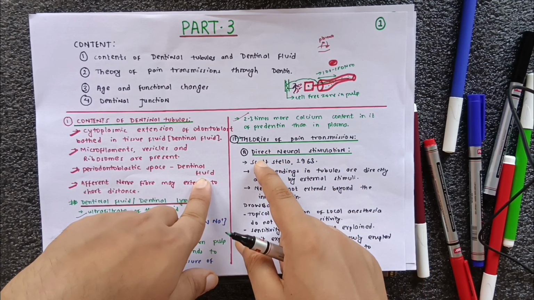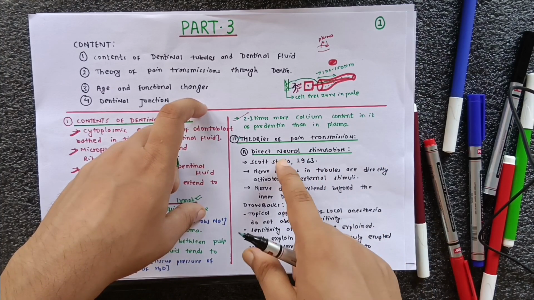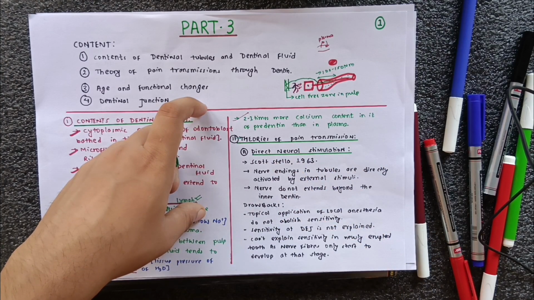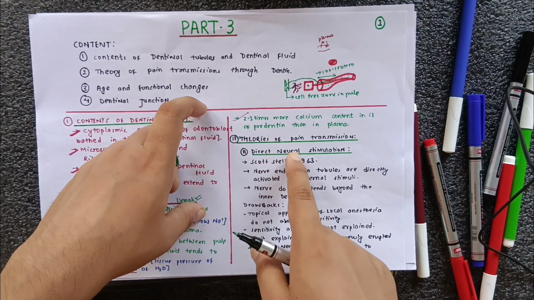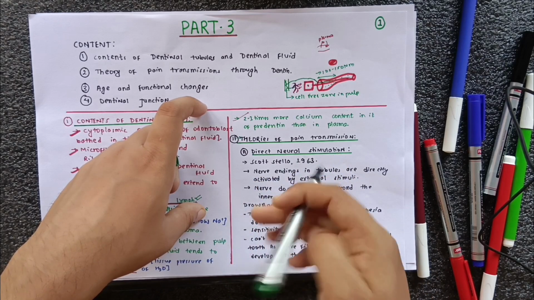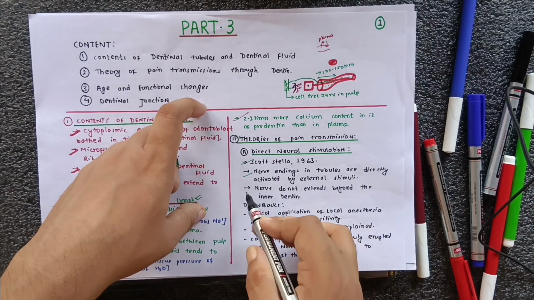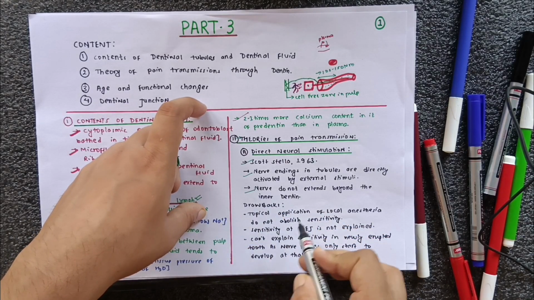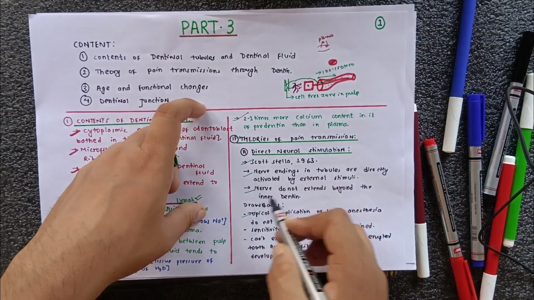Our first theory is the direct neural stimulation theory. It was a common theory in previous times. In 1963, Scott and Stella proposed this direct neural stimulation theory. Nerve endings in the tubules are directly activated by the external stimuli. Nerves do not extend beyond the inner dentin. And the drawback is that topical application of local anesthesia does not abolish the sensitivity. First I will explain these three points.